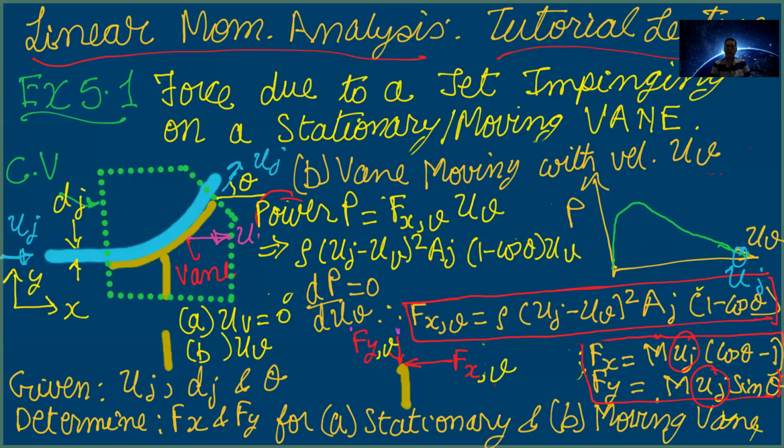Now for the maxima, you take the derivative of this expression, dP by dUv equals 0, as shown here. Here you have a Uv, and here you have a Uv square. So you have Uv squared, and when you take this derivative, you get a quadratic equation which has 2 roots, and one of the roots comes out to be Uv equals Uj by 3. So this indicates that the maximum power is generated when the vane velocity is 1/3 of the jet velocity.